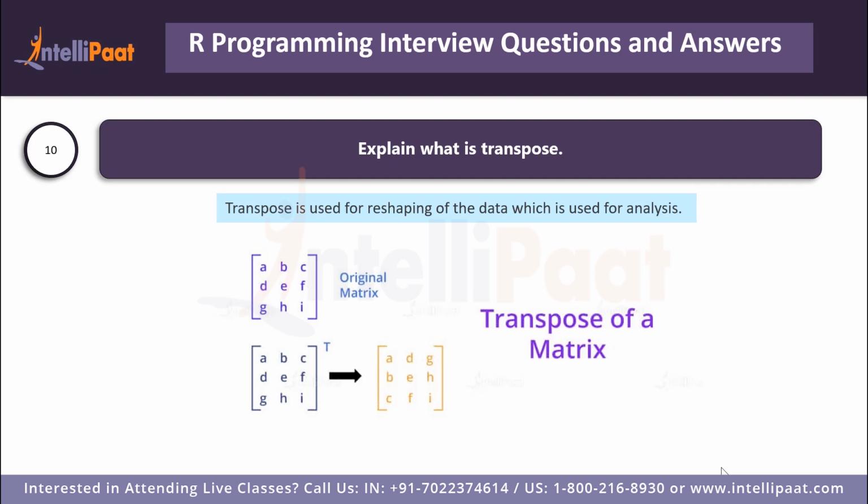You can see the example image over here. The original matrix consists of A, B, C, D, E, F, G, H, I, where A, B, C are in the horizontal frame. After applying the transpose on this matrix, A, B, C come in the vertical frame, and the same is the case with D, E, F and G, H, I. So this is actually the transpose of a matrix. We apply transpose to a matrix in our programming so that we can analyze the data in different ways.